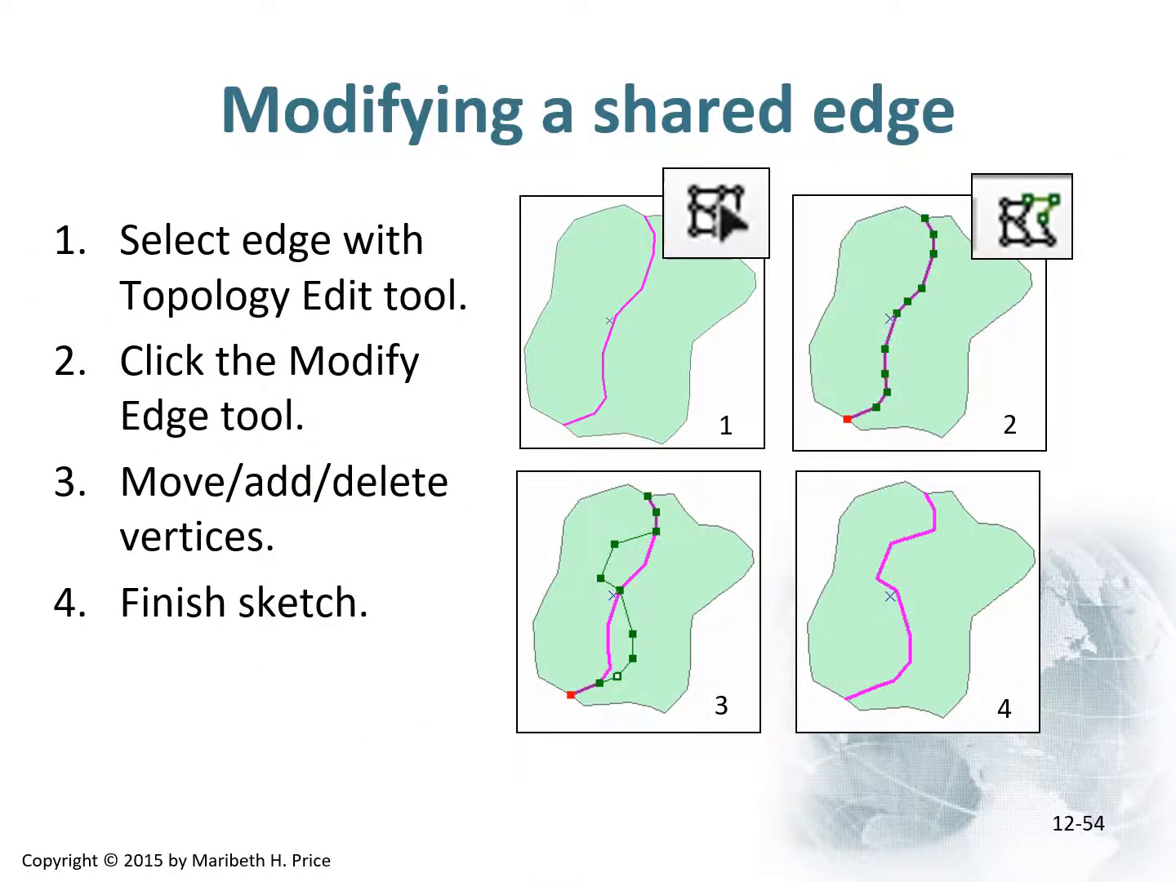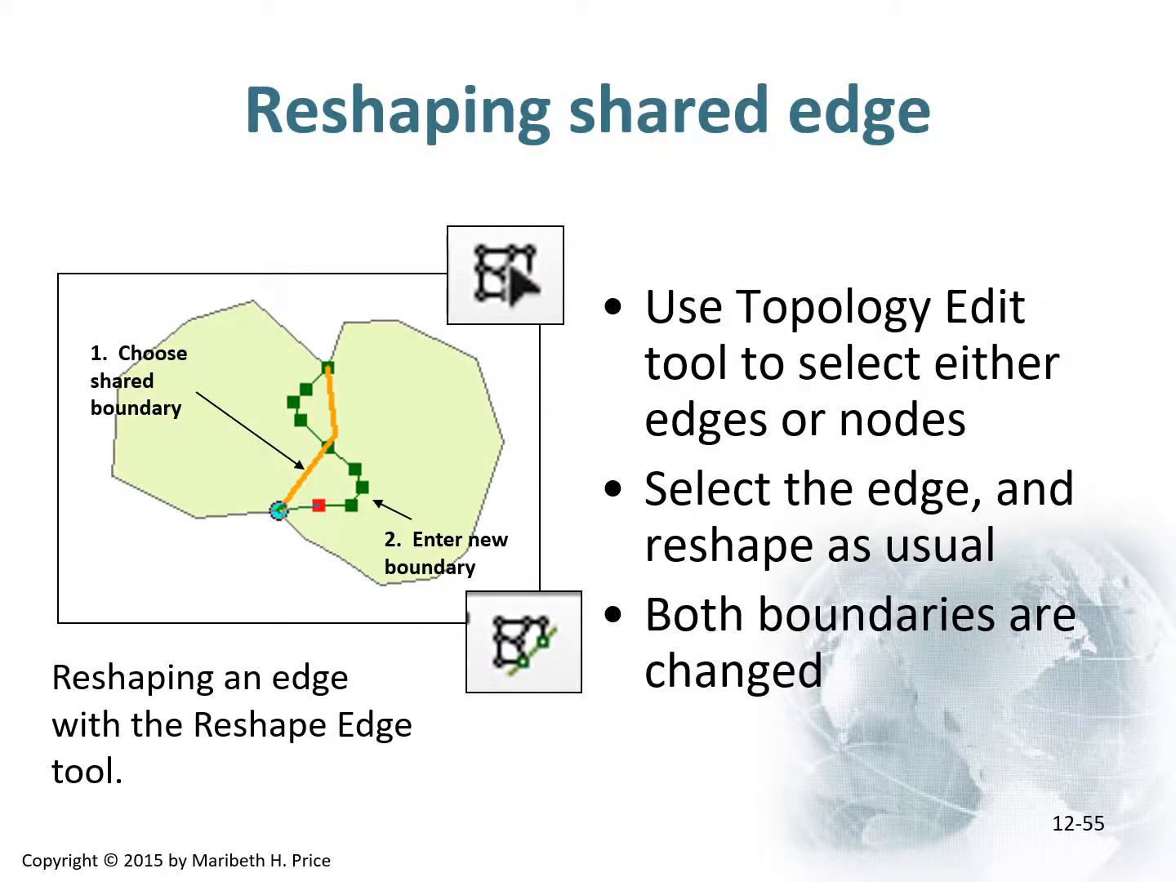Modifying a shared edge. Select edge with topology edit tool. Click the modify edge tool, move it, add it, finish it, do whatever you need to do. You can also reshape it.